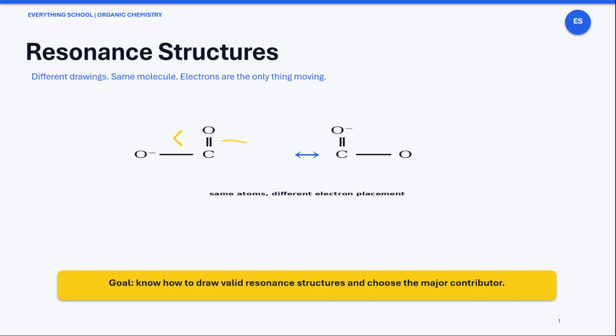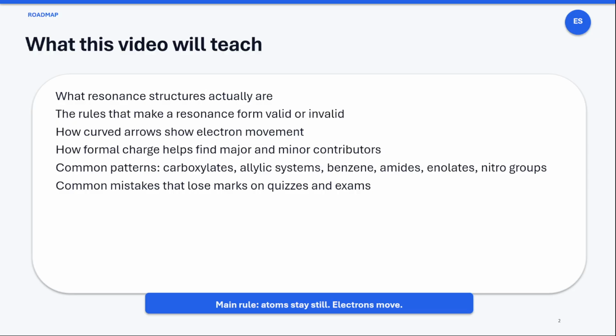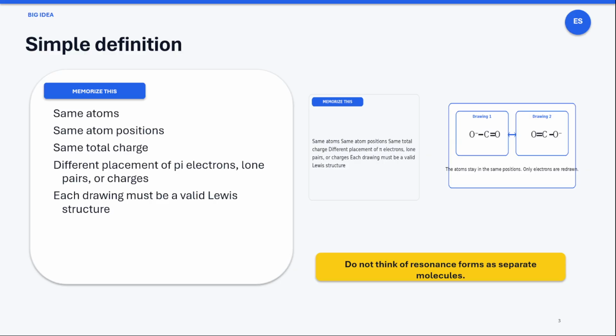Slide 2. First, let's define what resonance structures actually are. Slide 3. Resonance structures are different Lewis structure drawings of the same molecule or ion. The atoms are the same. The atom positions are the same. The total charge is the same. The only thing that changes is the placement of electrons. Usually, that means pi electrons, lone pairs, or charges are being drawn in a different place.